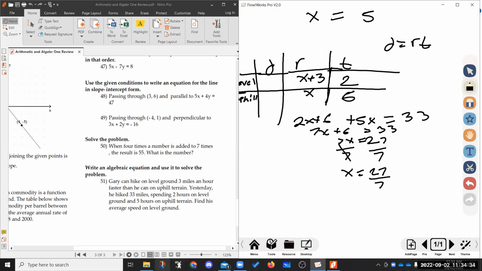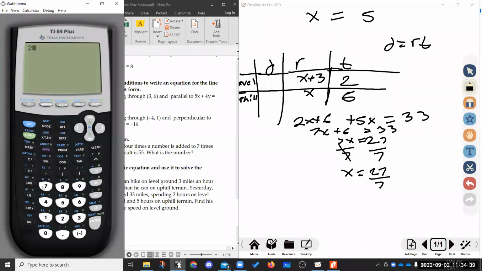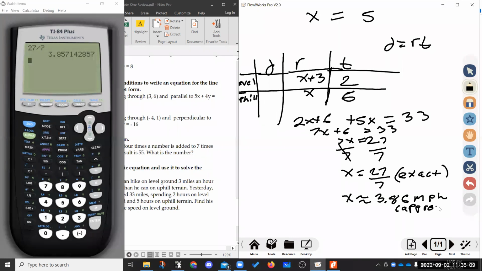We don't talk that way though in the real world most of the time. So if we're talking miles per hour that he can hike, we're going to say x is about something like this. We'll round to a decimal point that's appropriate, that the teacher gives us. This is the exact answer. That's why I have an exactly equal to sign. This is an approximation. That's why I have an approximately equal to sign with those squiggly lines.